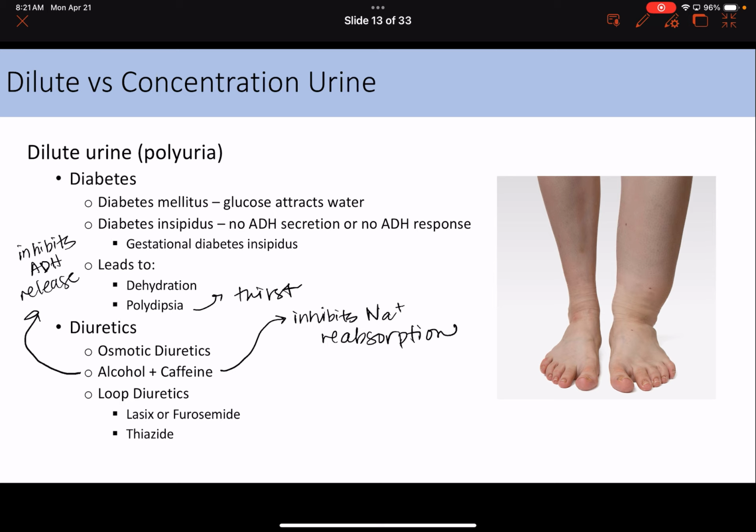All right. Questions about polyuria? Yeah. I didn't catch what you said for gestational diabetes. Oh, it's more common to be gestational, meaning it happens during pregnancy, in which case it can be temporary.